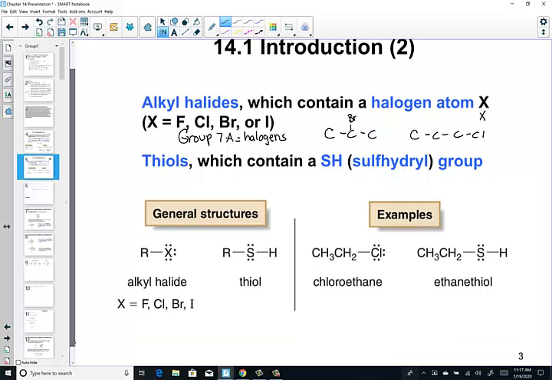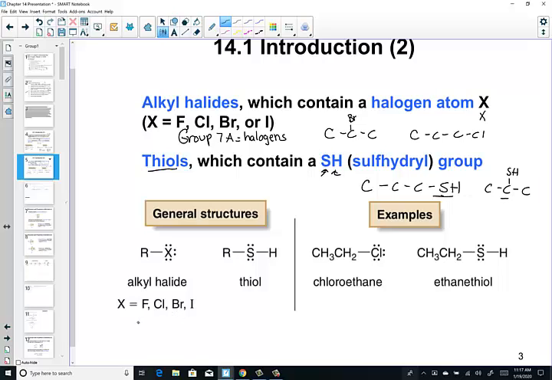And finally, we'll spend time in this chapter talking about thiols. When I hear thiol, I think sulfur. And sulfur, a sulfhydryl group, means that it has a sulfur with a hydrogen bonded. So you'll see a carbon chain and perhaps see an SH coming off. It could also be in the interior of the chain. It could be at the end or within the chain.